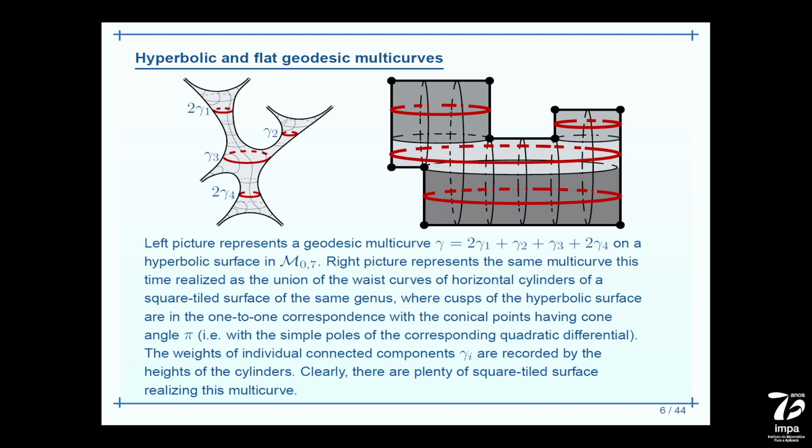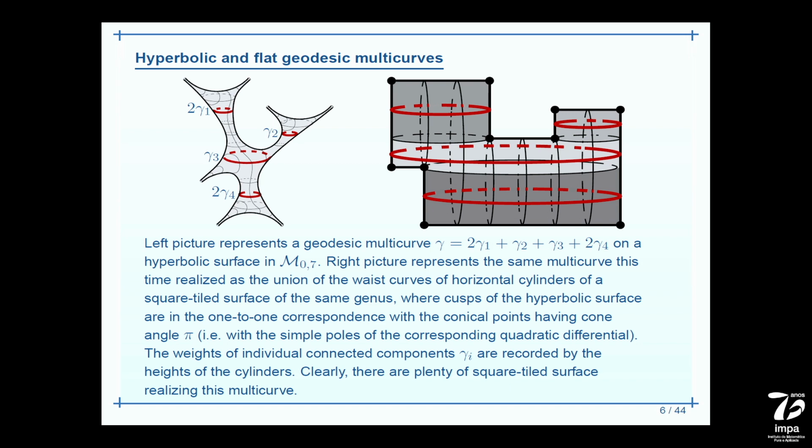So I will associate to any square-tiled surface the following multi-curve. I will take the central horizontal curves of these maximal cylinders, these red ones, and also I will mark all the points where we have cone angle pi. And traditionally, when you have a complex curve with marked points, hyperbolic geometers say, let's consider cusps at these points, cusps of hyperbolic metric. So that's what I do.